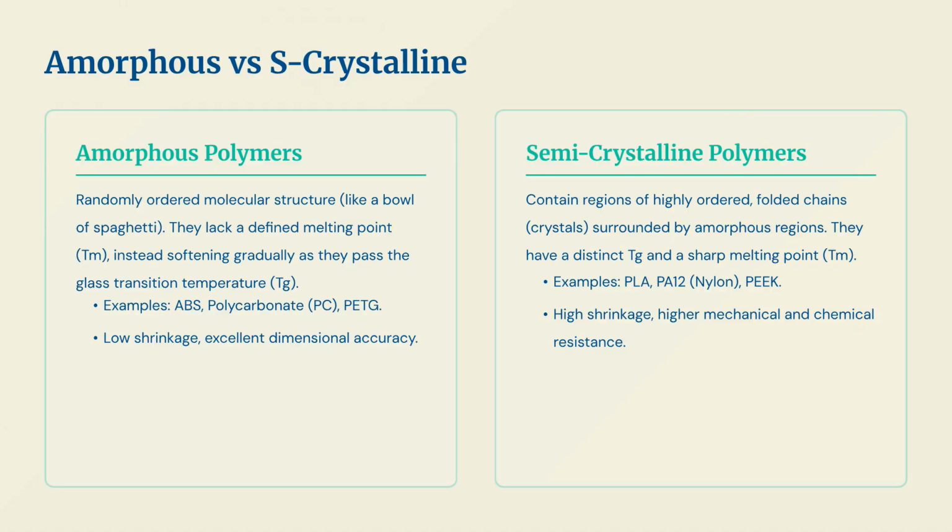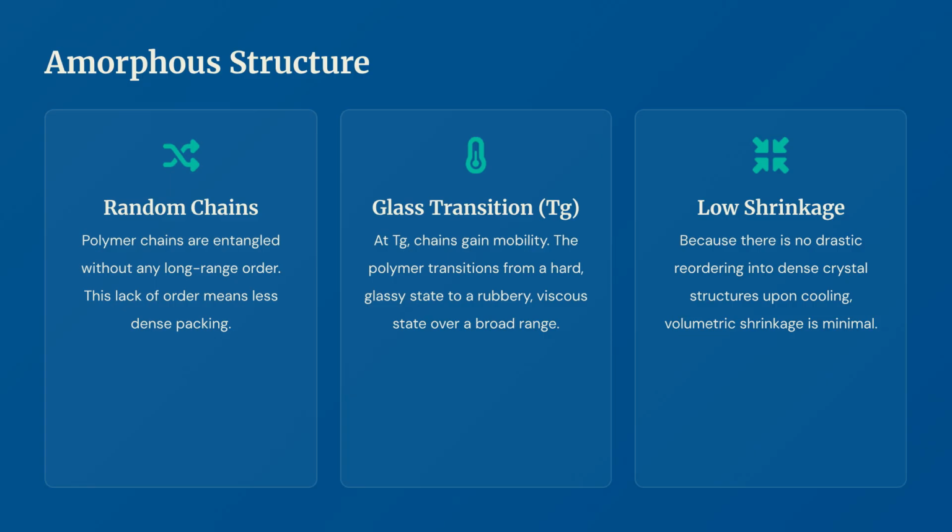semi-crystalline polymers. Amorphous polymers have a random structure and soften gradually above their glass transition temperature. In contrast, semi-crystalline polymers contain ordered, folded chains that produce a sharp melting point and distinct mechanical properties. In an amorphous structure, polymer chains are entangled without long-range order. This state allows for a transition through a rubbery, viscous phase and generally results in lower volumetric shrinkage during cooling.